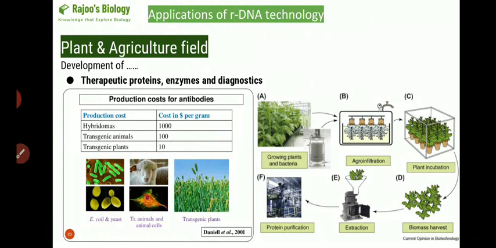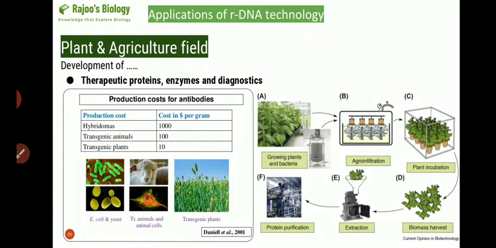Plants grow naturally. They do not require stringent requirements. When they grow under controlled conditions in a greenhouse, they can produce the foreign protein. Then you harvest the plant leaf, identify the protein, and purify that protein. That protein can be used as a therapeutic protein, enzyme, or diagnostic protein.